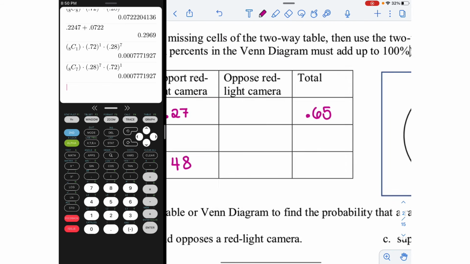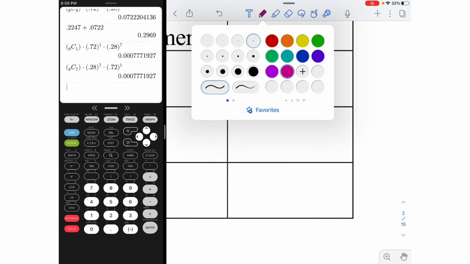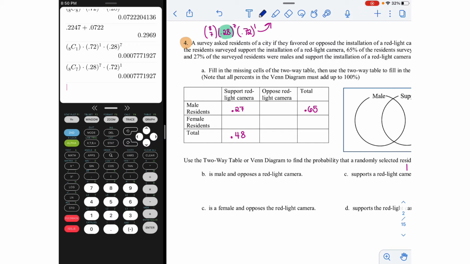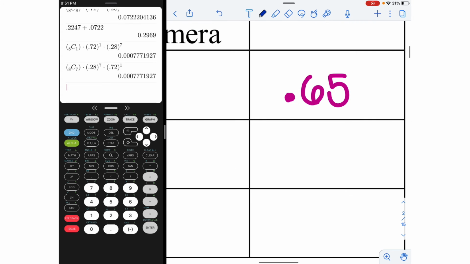Obviously, this is an old problem. So it's male and female. We could say there could be a non-binary column, but let's just understand that this is kind of an outdated problem, and we're just going to go with the male and female pronouns. So assuming that all the residents surveyed identified as either male or female, then if 65% are male, that would make 35% female, which gives me a grand total of 100%.